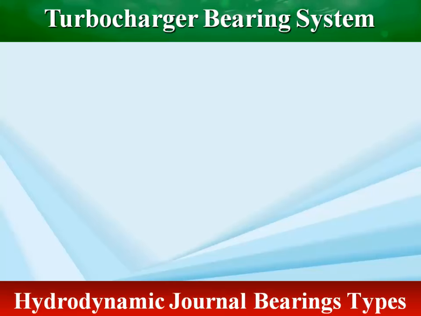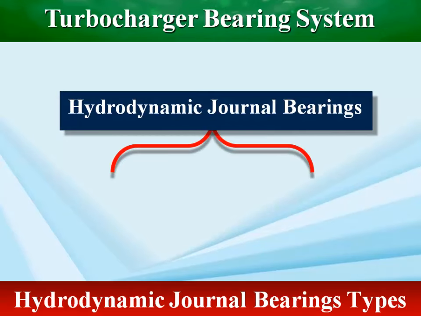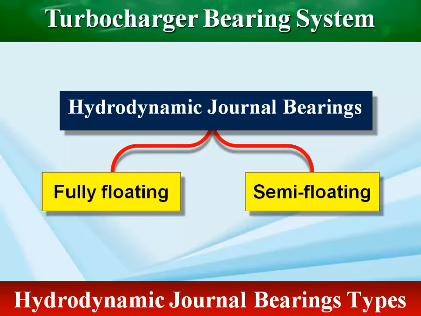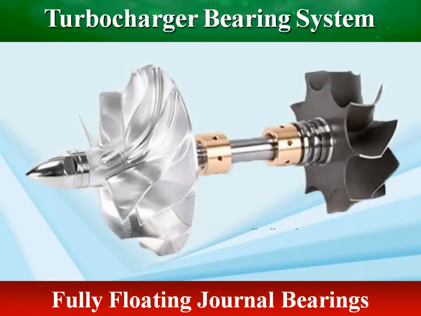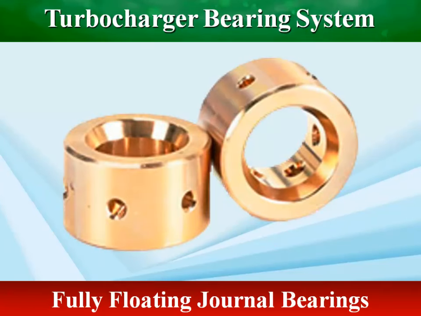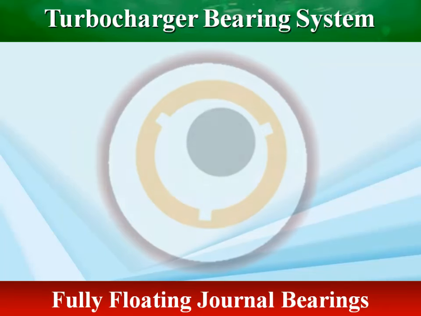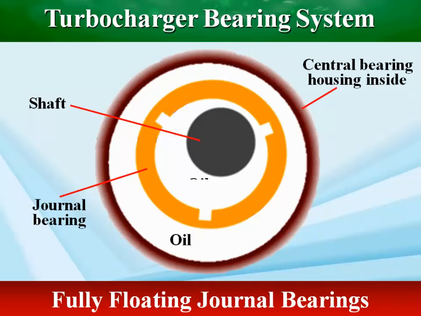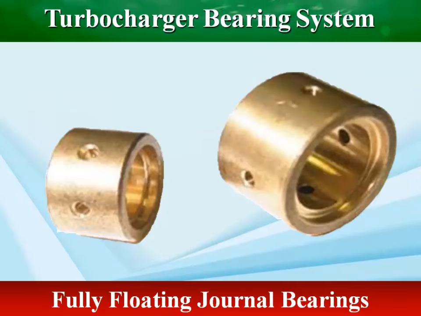There are two types of hydrodynamic journal bearings, fully floating and semi-floating. The fully floating journal bearings are two bearings that rotate freely between the shaft and the housing, at roughly half the speed of the shaft. The oil creates two films, one between the center housing and the bearing, and another between the bearing and the shaft. The fully floating bushing supports forces in the radial direction.